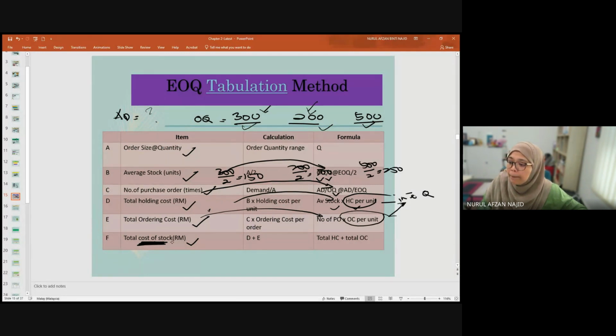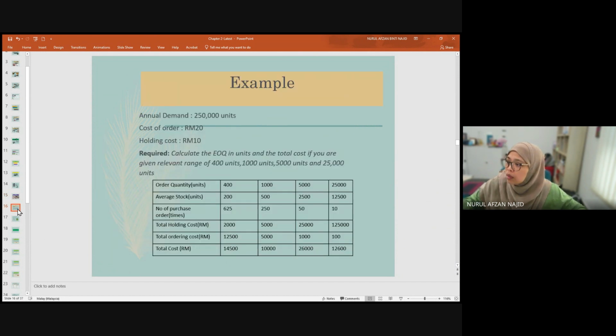Then baru you boleh dapatkan total cost of stock for each of the order quantity. Iaitu D tambah E. Yang ni total holding tambah total ordering. You akan dapat total cost of stock. Okay, as presented in the next slide.